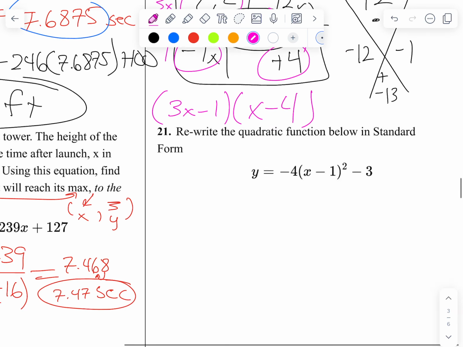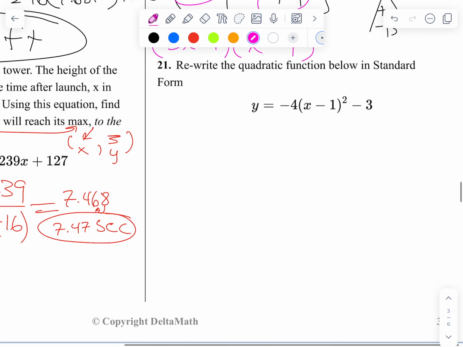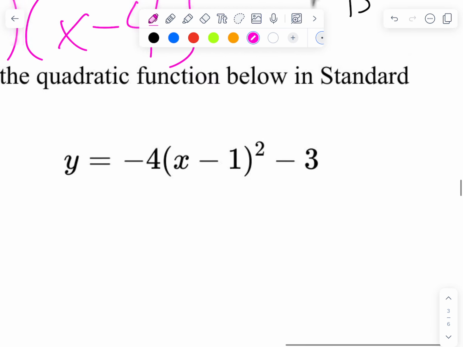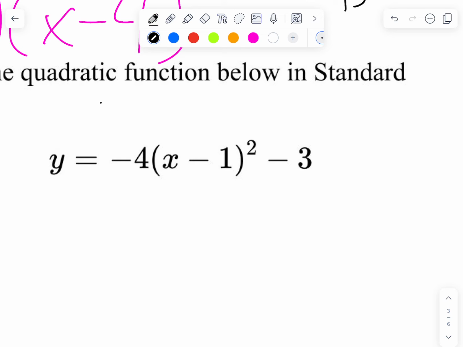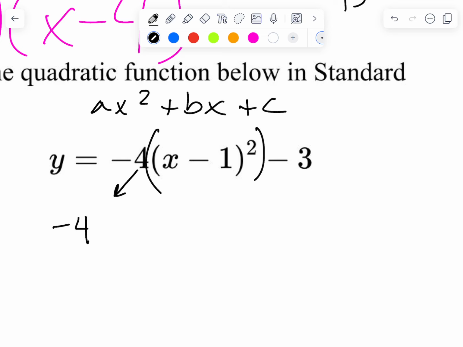It says rewrite the quadratic in standard form. So I have to multiply some stuff out. Standard form is when it looks like ax squared plus bx plus c. So in this case, I'm going to take this negative 4, leave it right here, and then I'm going to do this part a little bit differently. So I'm going to use the box, but the opposite way.